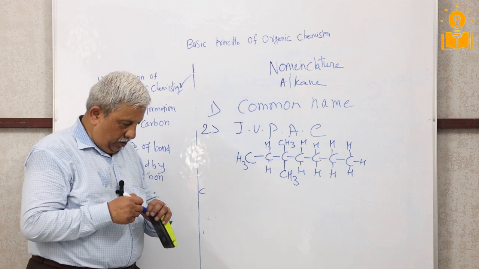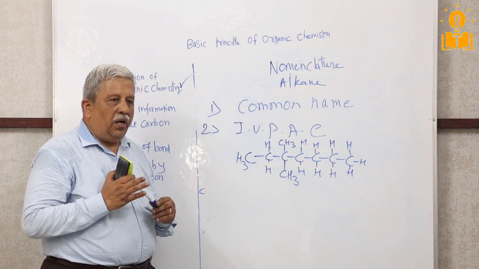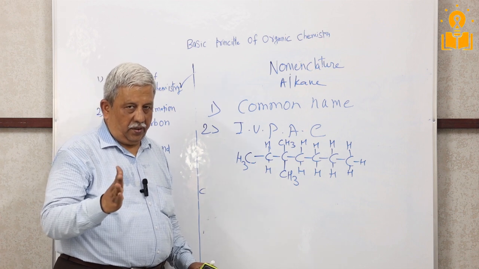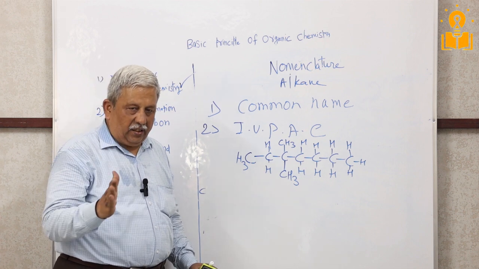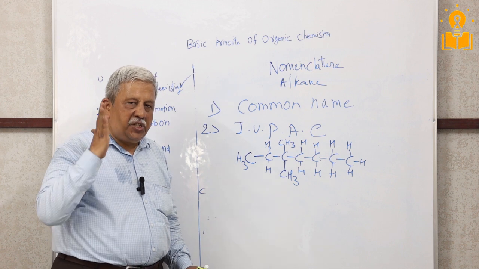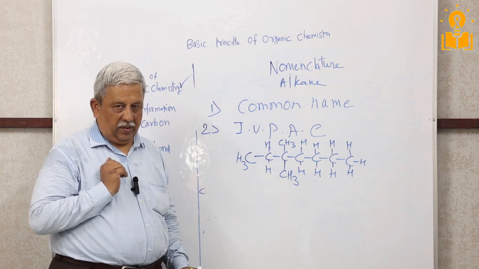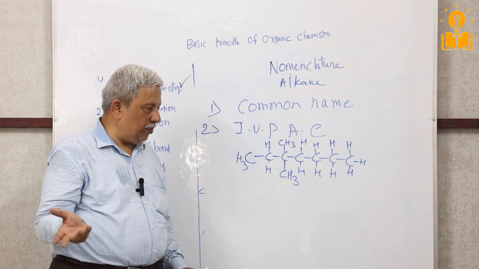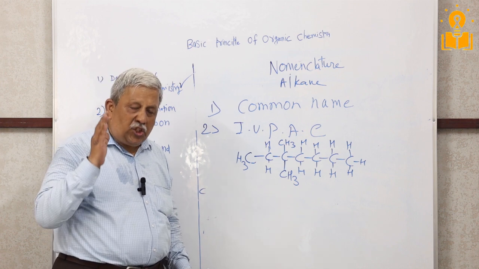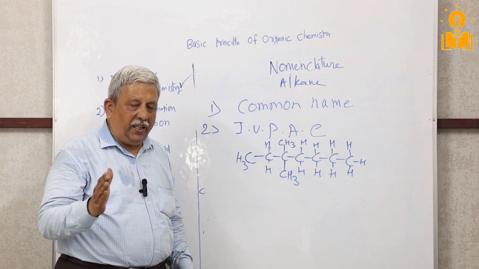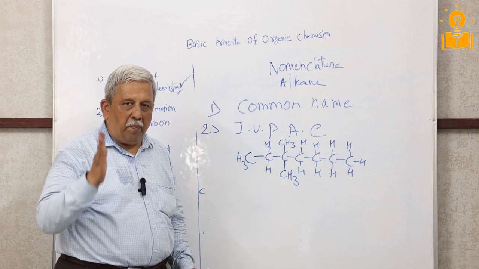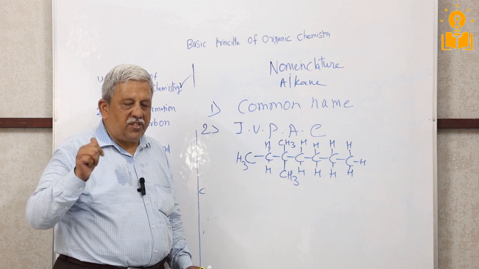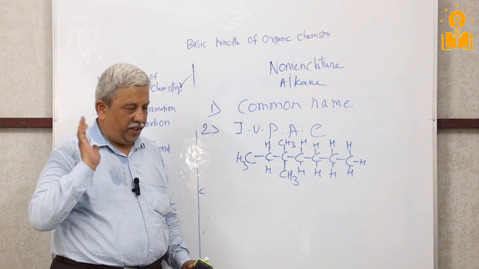Now, the first rule is that you have to select the longest chain possible. What do you mean by the longest chain possible? It means that the chain should contain the maximum number of carbon atoms possible. So that is one thing that you should understand.